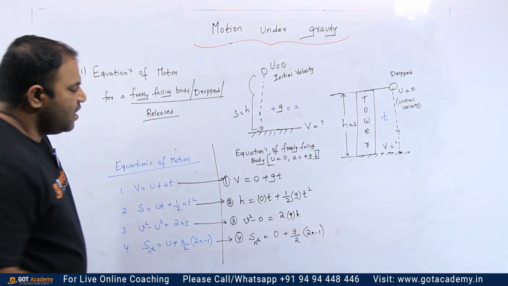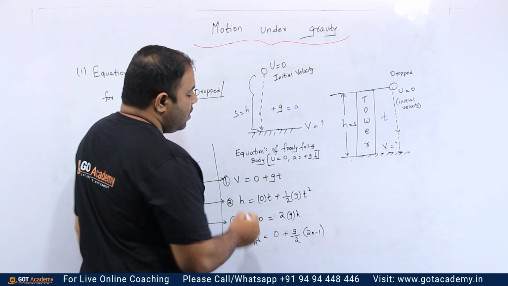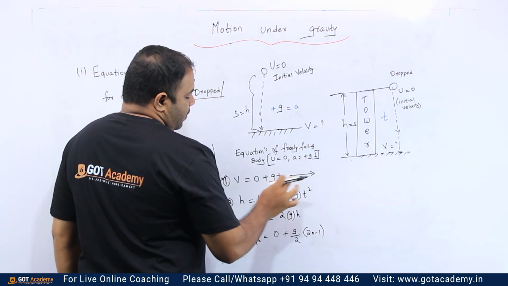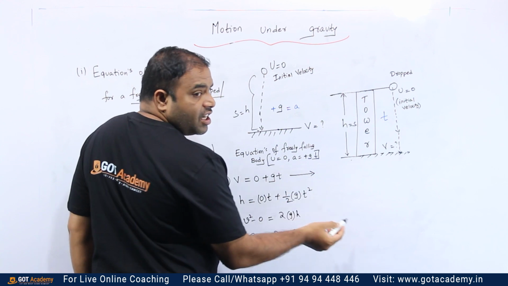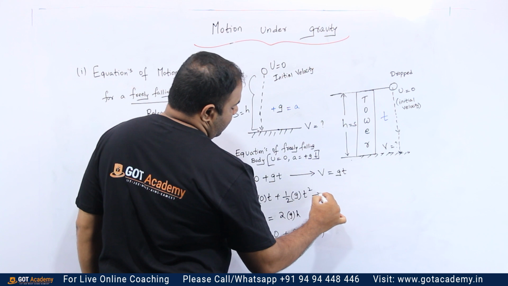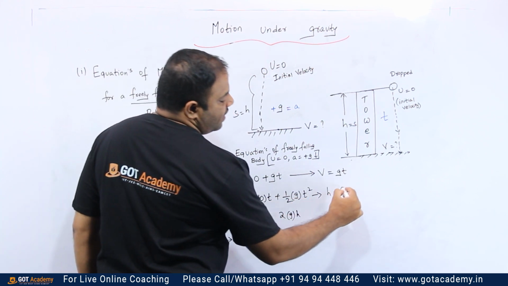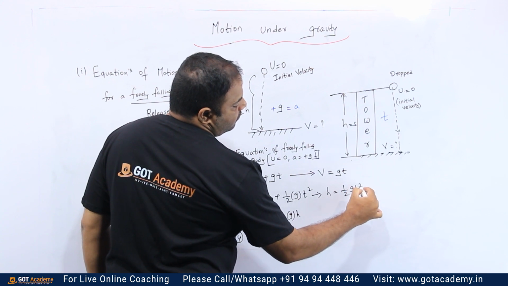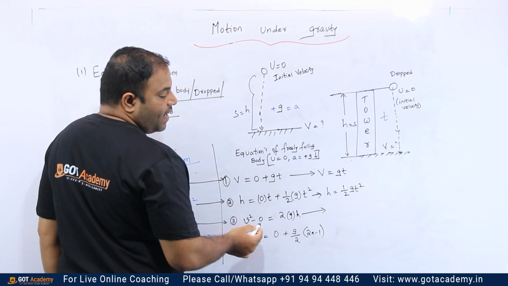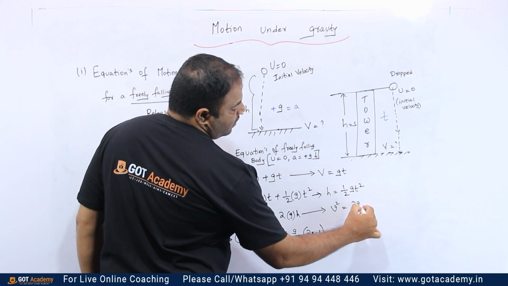Okay, my dear. So let us write once again. Just look at what is here. v equal to 0 plus gt means only gt. So v equal to gt. This is equation number 1. And h is equal to 0 into t, that is 0, so the remaining part is half gt square. Next case, v square minus 0, so it is only v square is equal to 2gh.